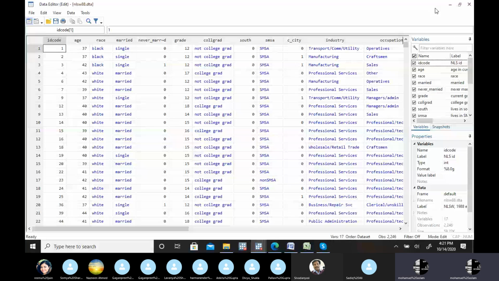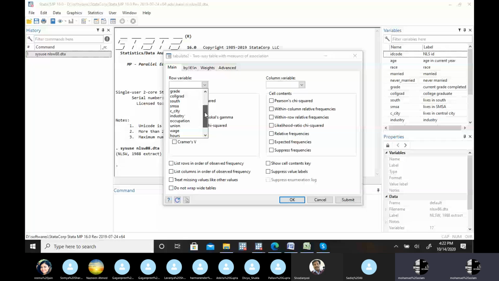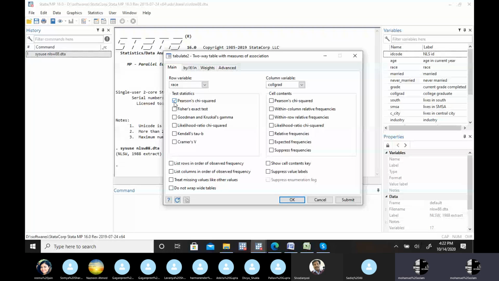So for that: Statistics, Summaries, Frequency tables, two-way table with measures of association. In row variable, I am taking race. Column variable, I am taking college grad. We need Pearson chi-square. Then relative frequencies of row and column. With that, okay, yeah, here we have expected frequencies.